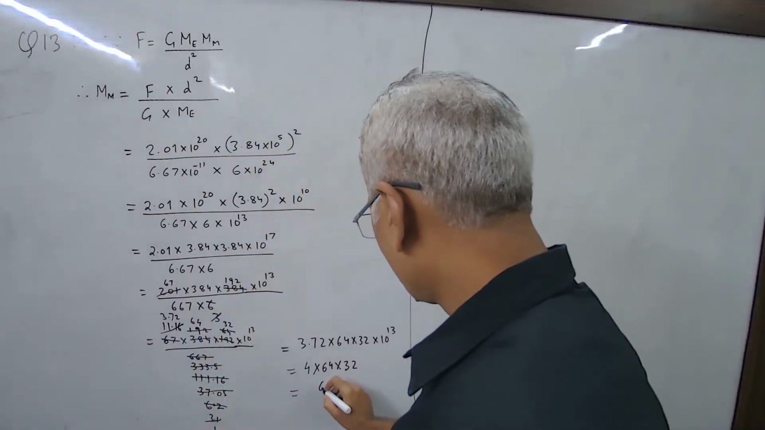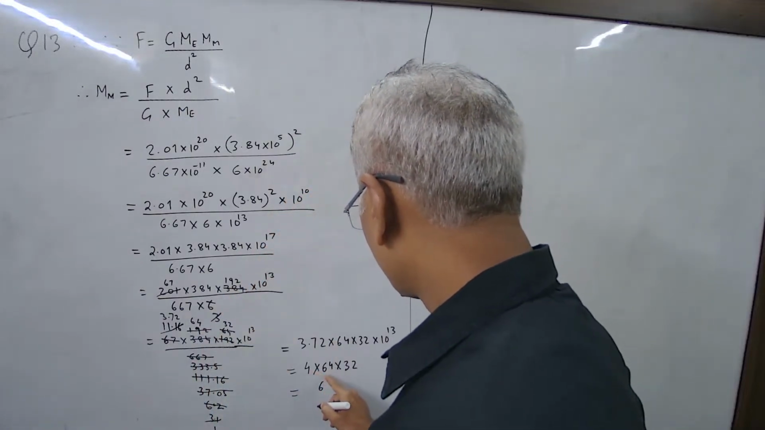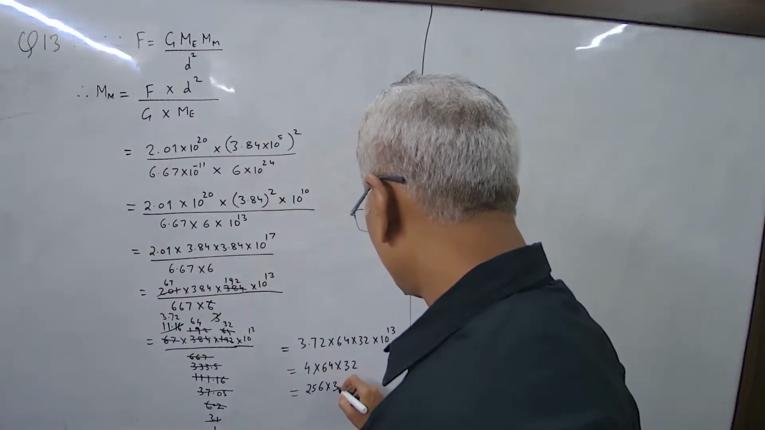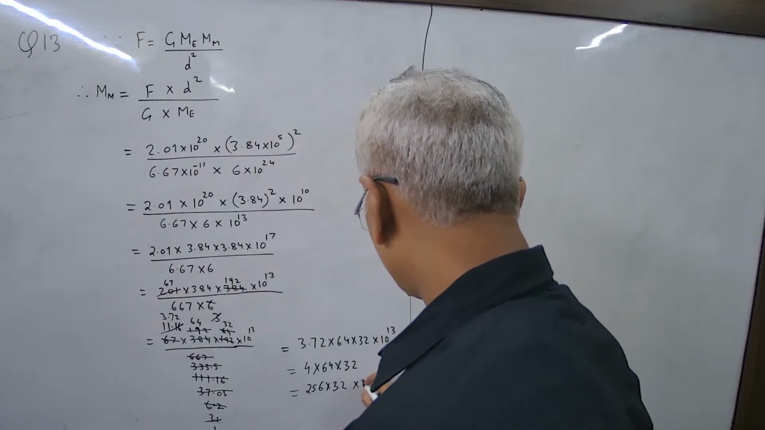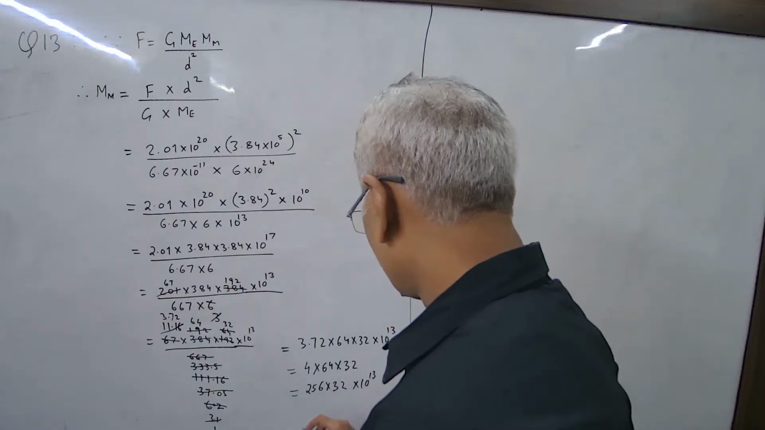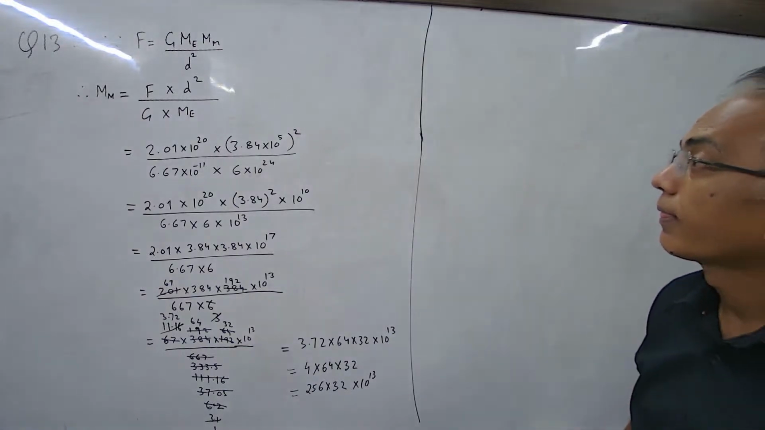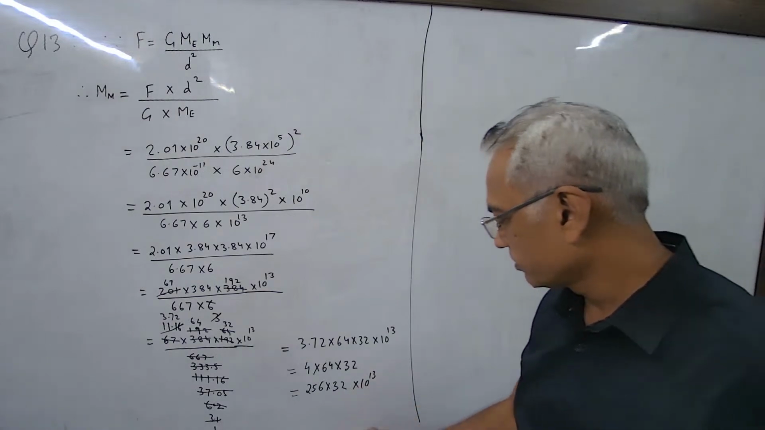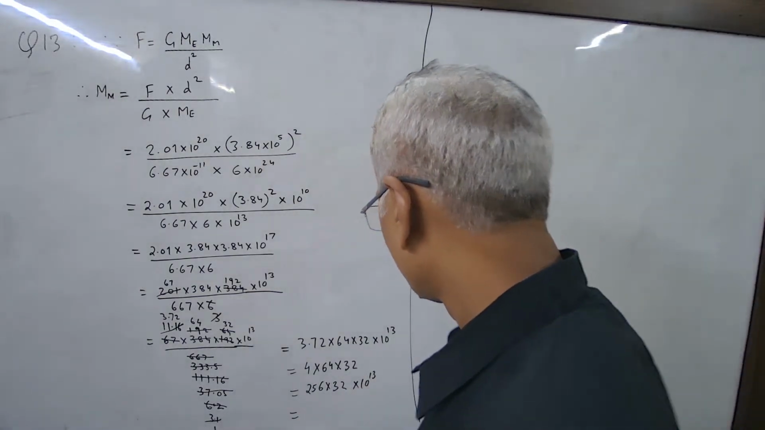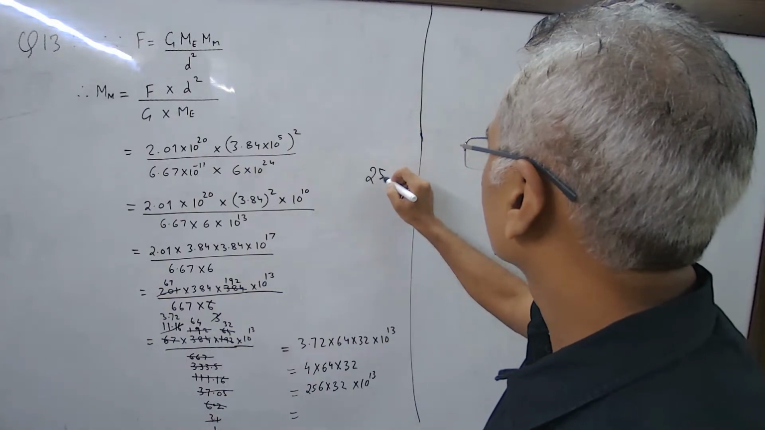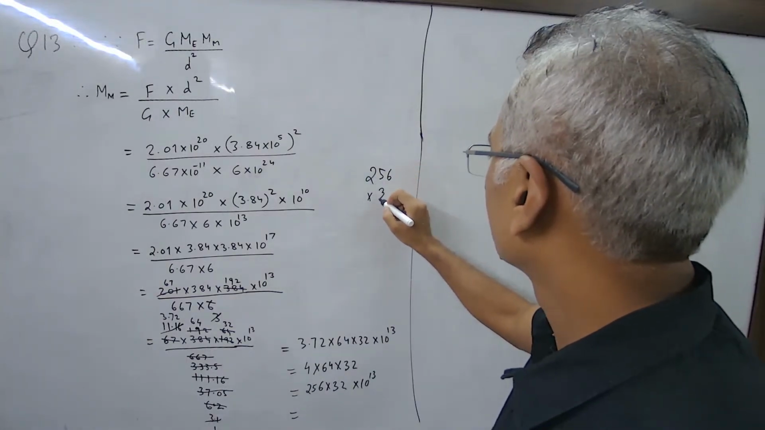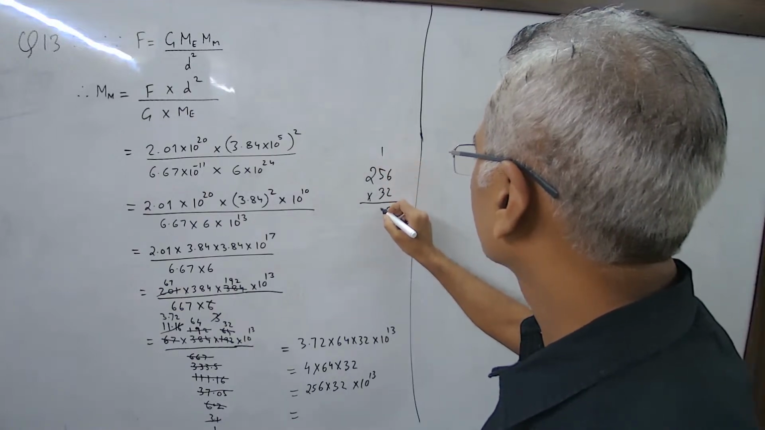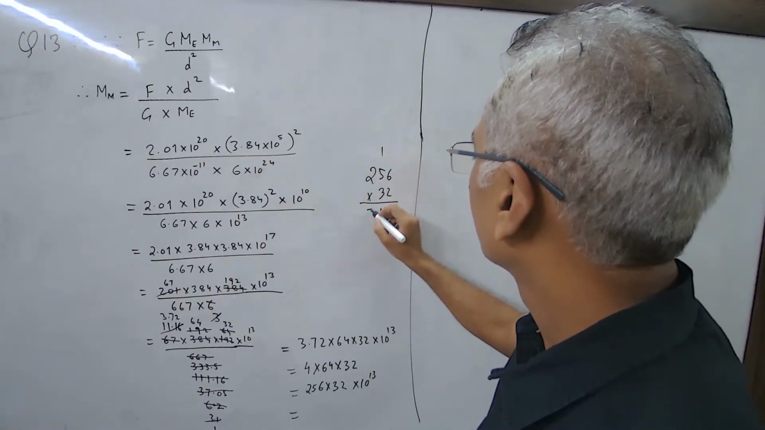4 4 is 16. 1. 4 6 is 24 256 into 32. Okay. If we get the order of this value also, then we are okay. So 256 into 32. 2 6 is 12. 2 5 is 10 plus 1 11. 0 5.